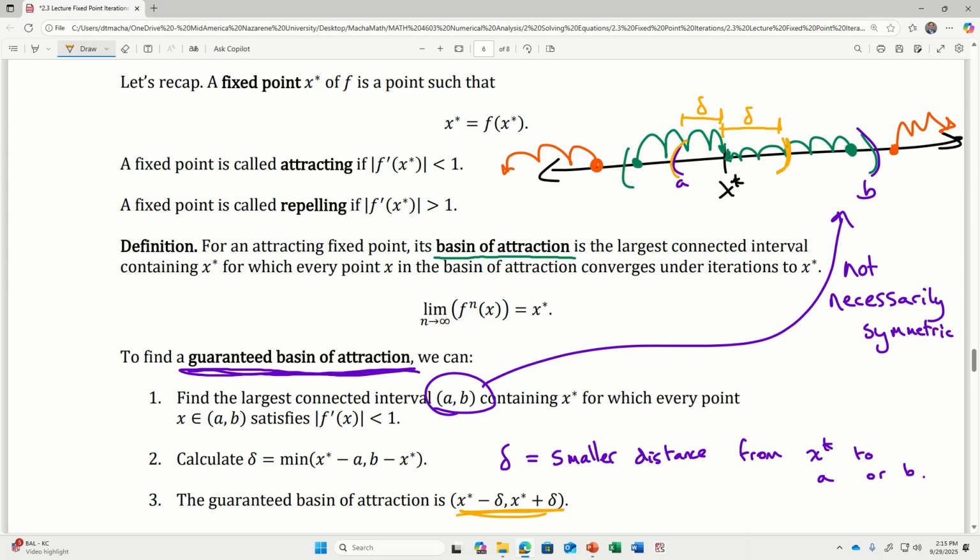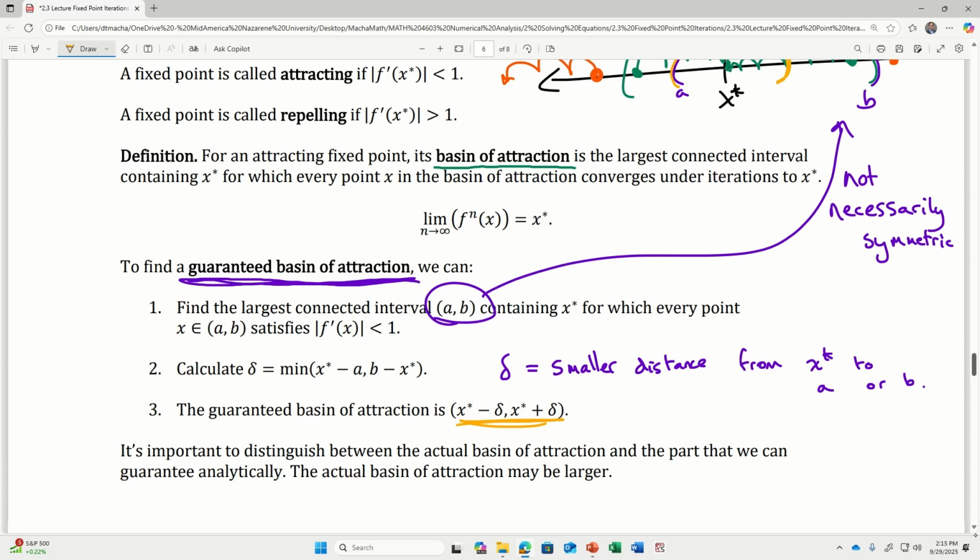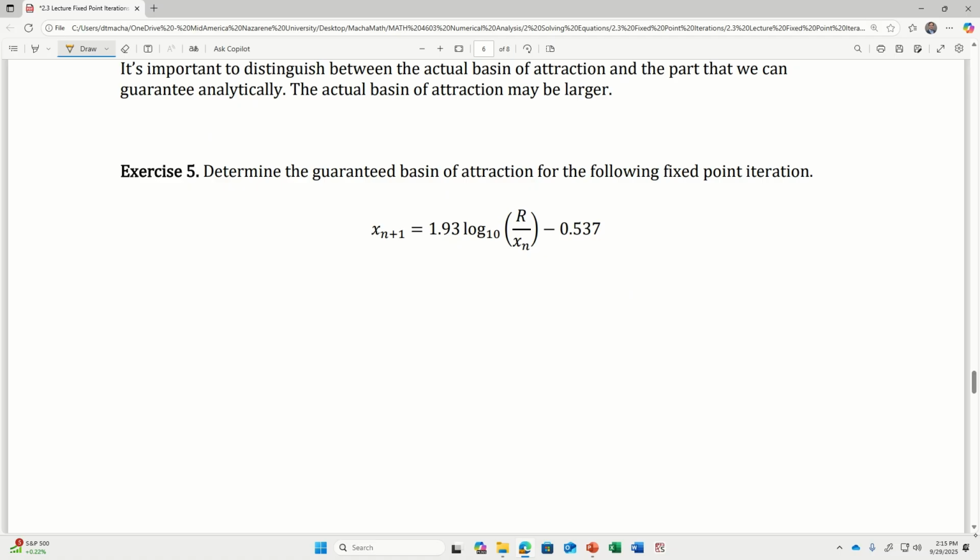The other thing to notice is that the guaranteed basin of attraction is not always the entire basin of attraction, because sometimes you could have points like right here that are in the basin of attraction, but they don't somehow fall into the guaranteed basin of attraction. It's just some things we can never know, you know? So that's why I typed right here: it's important to distinguish between the actual basin of attraction and the part that we can guarantee. The actual basin of attraction may be larger.